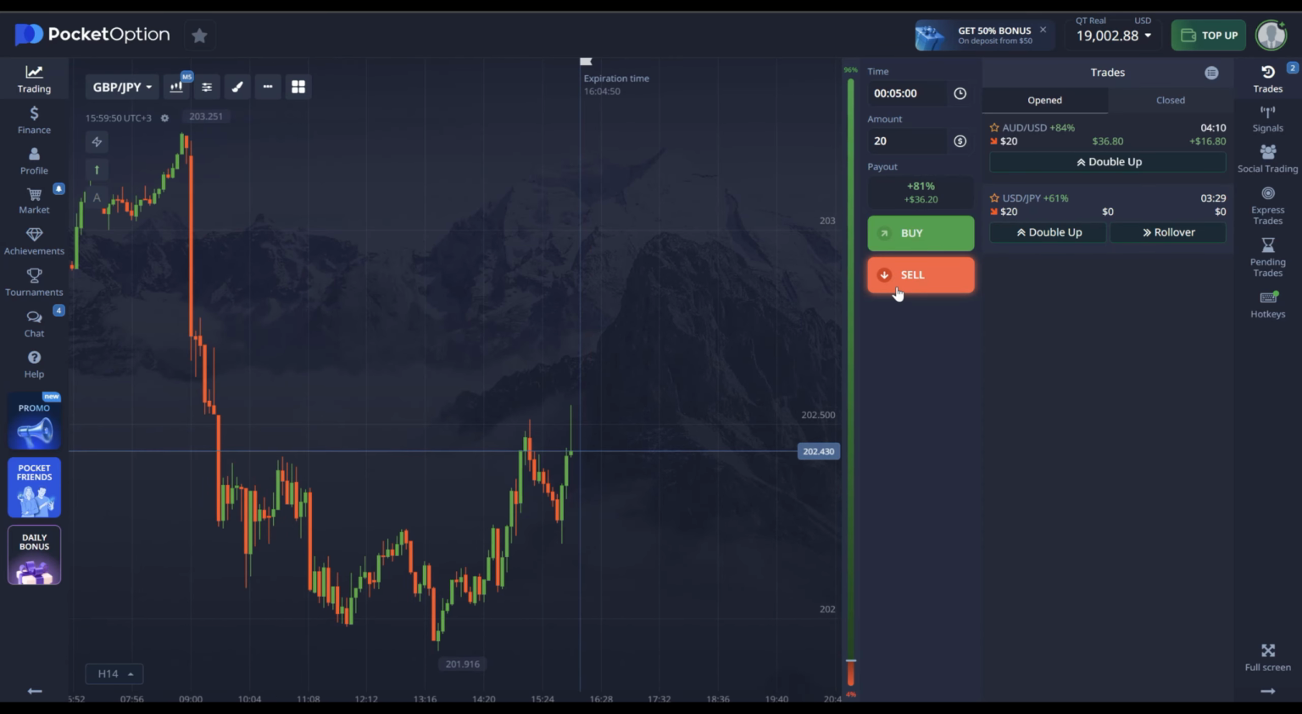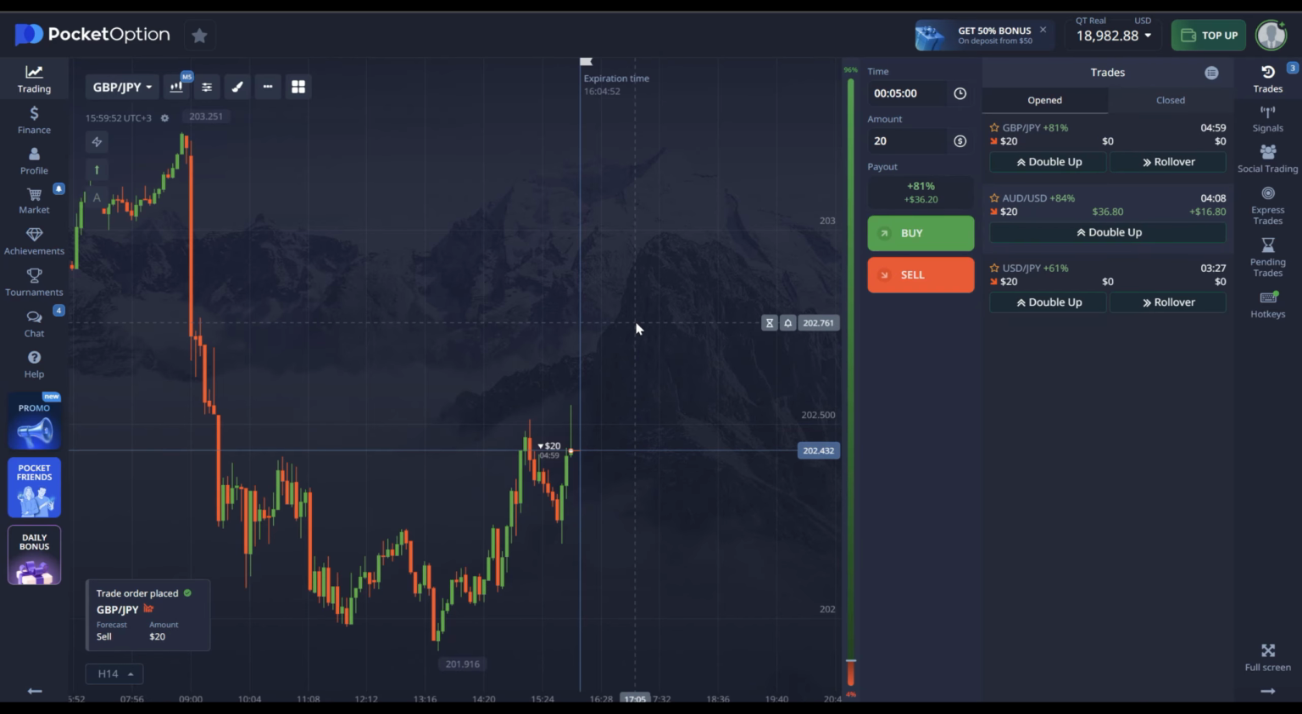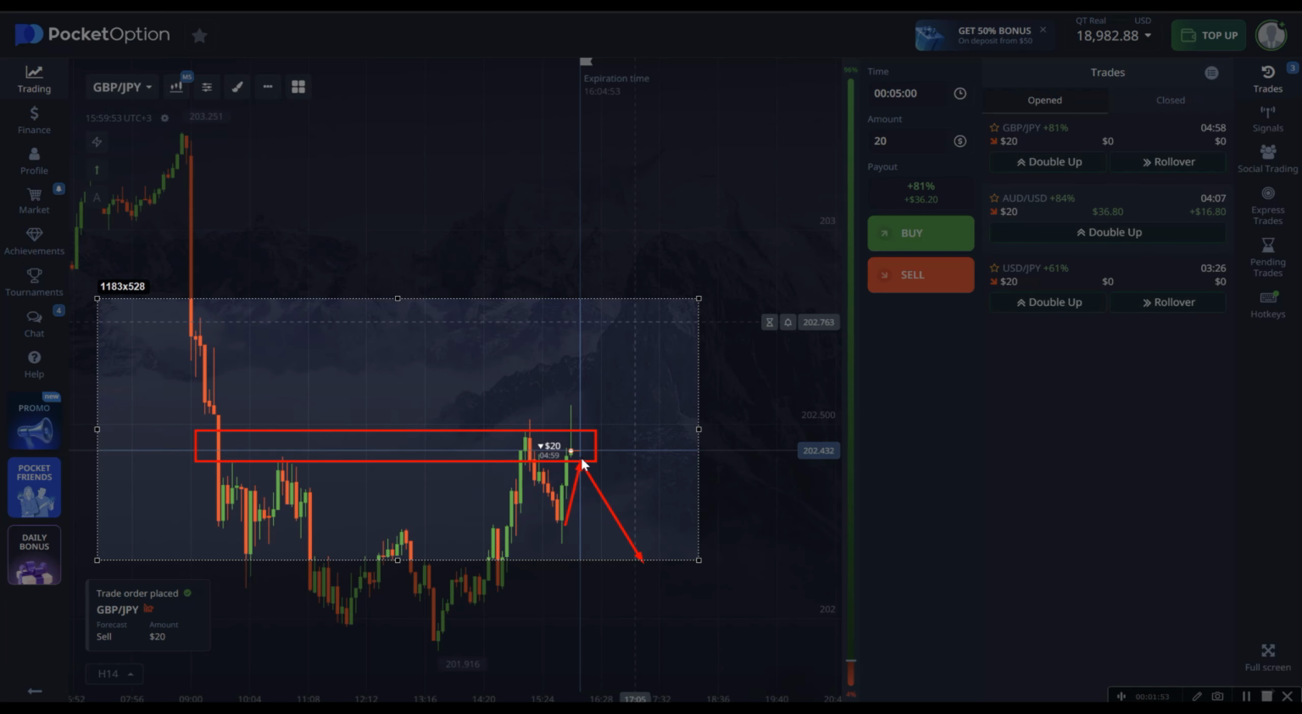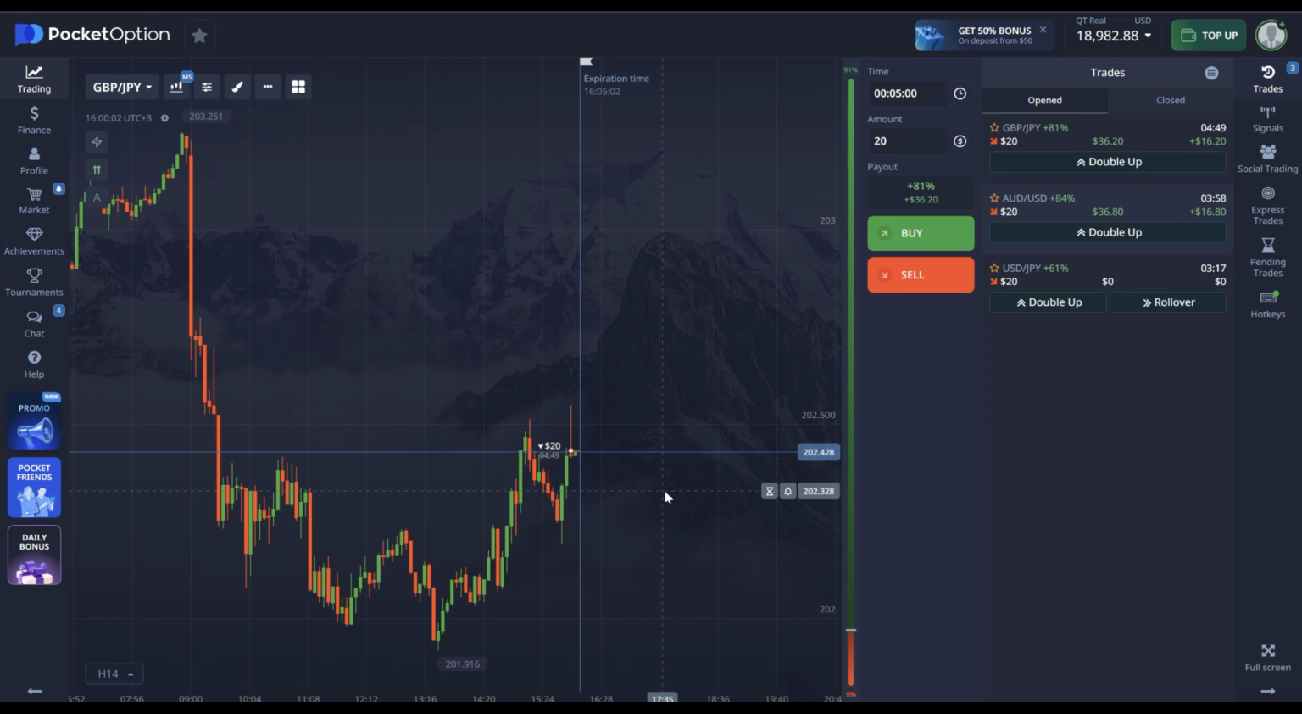Let's try to open a trade on the British pound yen, also for a decrease. This is our resistance zone. The price reached this zone with an impulse. I've opened a trade for a decrease.